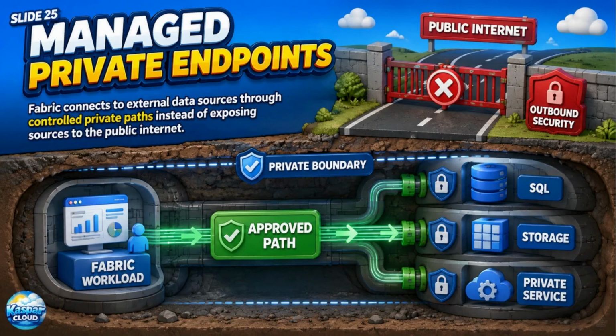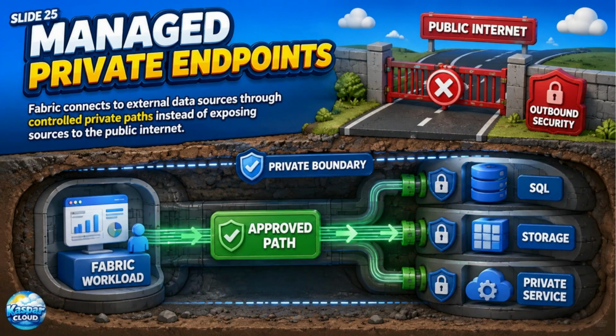Managed private endpoints help Fabric connect securely to external data sources without exposing those sources to the public internet. For example, a data engineering workload may need to connect to an Azure SQL database, storage account, or other private endpoint-enabled service. Instead of allowing public connectivity, a managed private endpoint provides a controlled private path. This is especially important for regulated environments where data sources must remain inside approved network boundaries.